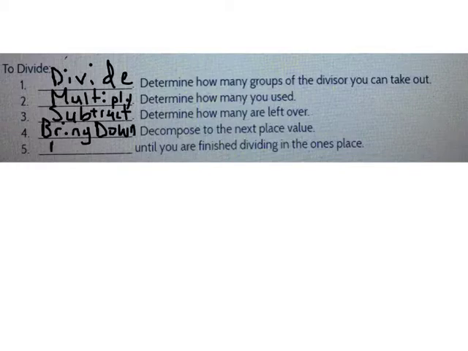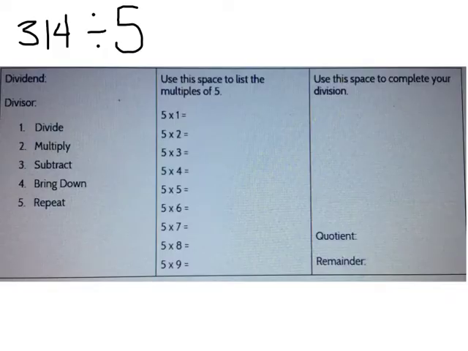Then I'm going to repeat until I'm finished dividing in the ones place. Let's do some examples. Let's do one together. 314 divided by 5. 314 is the dividend. That's the number I'm splitting up.